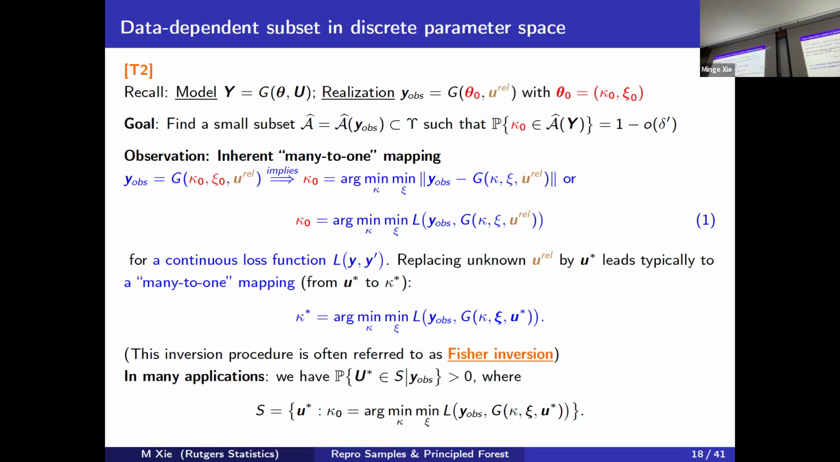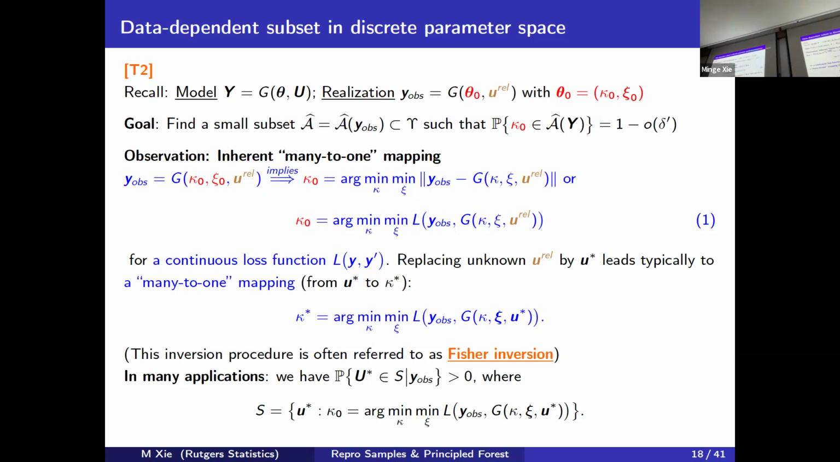But then the problem is that I do not have this U real. So Fisher actually started talking about the fiducial idea: instead of using U real, let's use U star, because I know the distribution where U real is coming from. I just generate a U star, and then use this artificial one to replace the true one. And I can generate the kappa star out here. This kappa star, of course, does not necessarily equal the true one if these two are quite different.